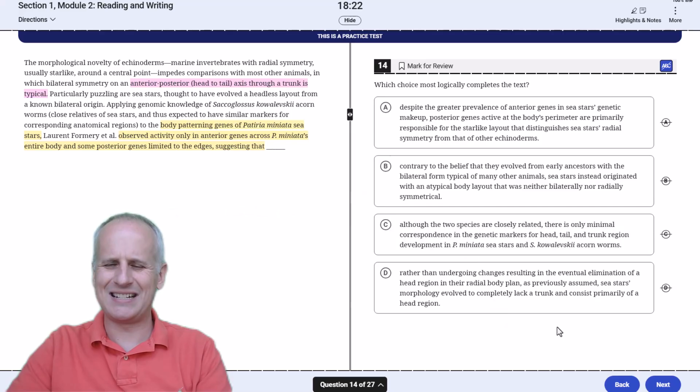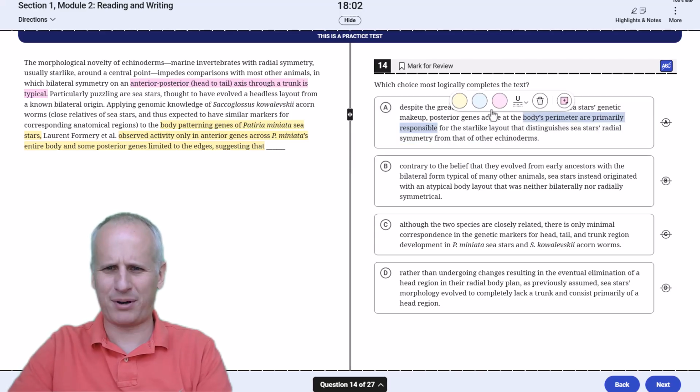So starting with choice A, despite the greater prevalence of anterior genes in sea stars' genetic makeup, well, that's the PM sea stars, posterior genes active at the body's perimeter are primarily responsible. Well, no, they're not primarily responsible for anything, and they're only in the anterior genes and some posterior genes. So this primarily is going to be extreme. We can eliminate A for that reason.